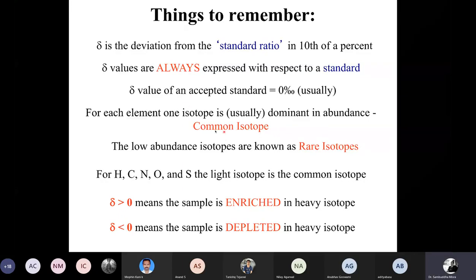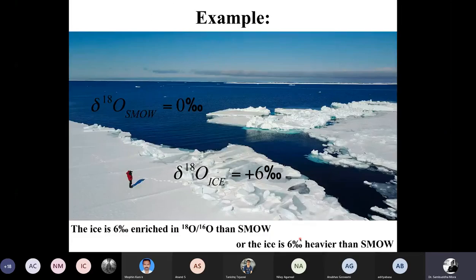There is one isotope which is dominant in abundance and is known as the common isotope. The one that is less abundant is known as the rare isotope. When we say that a particular sample has a delta value greater than 0, we imply that it's enriched in heavy isotope. When the delta value is less than 0, it's depleted in heavy isotope. We don't say it's enriched in light isotope per se. We avoid saying that. So the nomenclature dictates that delta greater than 0 means it's enriched in heavy isotope. Less than 0 means it's depleted in heavy isotopes.